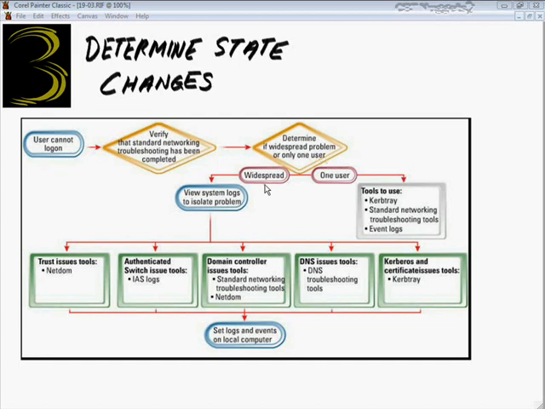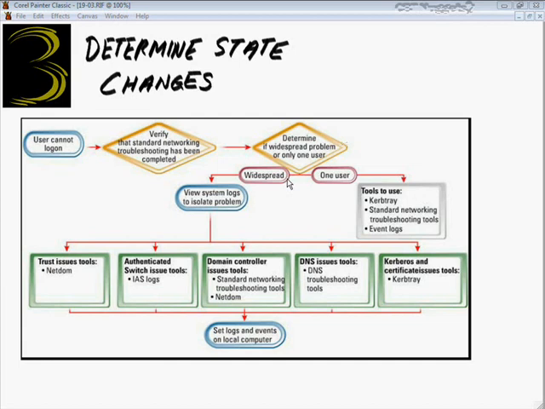If it's a single user, then you're going to go through the standard networking troubleshooting tools, the ping tools, look at the event logs, maybe use remote desktop protocol to access that particular system's operating system and configuration. Because if the other users can log on, you want to isolate this down to an end user client issue. What if it's a widespread issue?